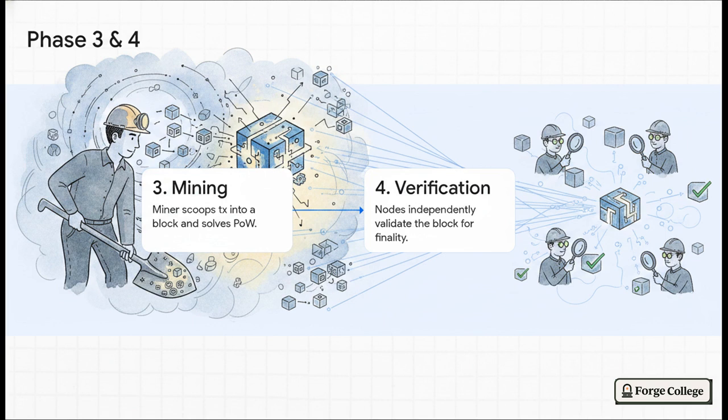And then step 4, verification. The gatekeepers receive this brand new block. Now, they don't just blindly trust the miner. Oh no, definitely not. Every single full node independently revalidates the entire block and every single transaction inside it. Once they confirm it's flawless, they update their ledgers, and boom, your transaction has achieved finality.